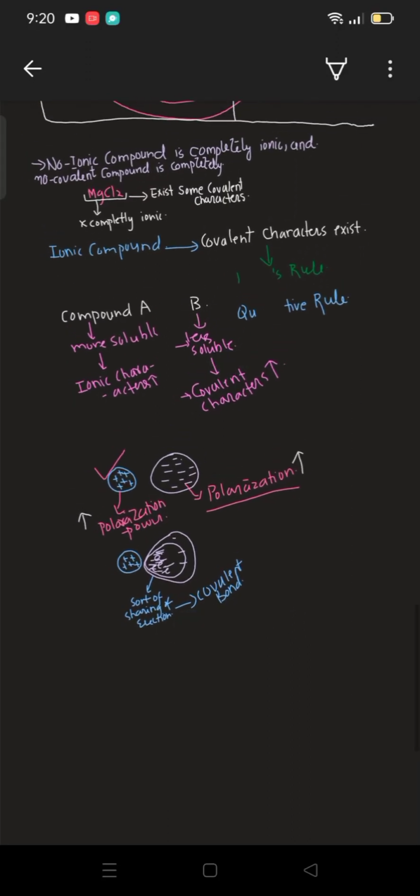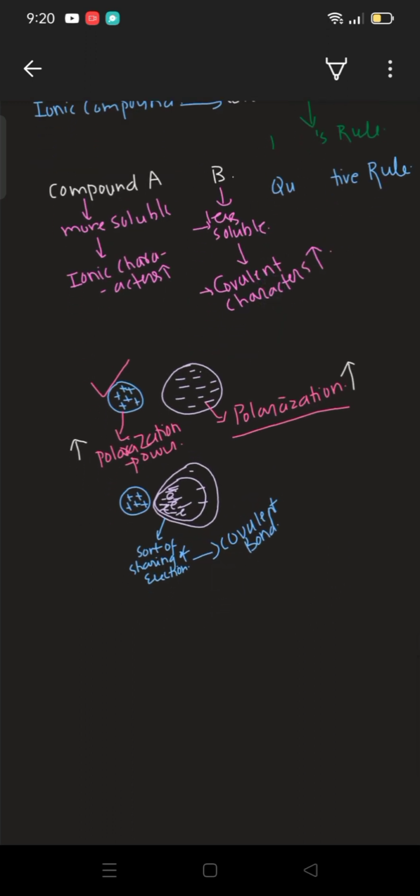Okay, so as in the last video, we discussed Fajan's rule, right? We were talking about covalent character in the ionic bond. We said this is a qualitative rule, which means we cannot identify how much covalent character there is, but we can compare an ionic compound with another ionic compound and identify which one has more covalent character and which one has more ionic character. Then we discussed polarization power and polarization, right?